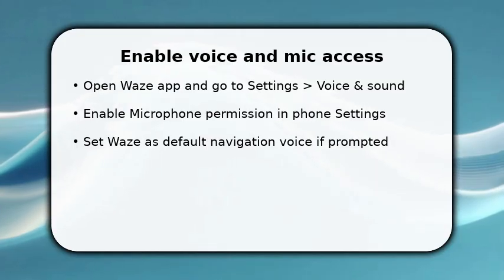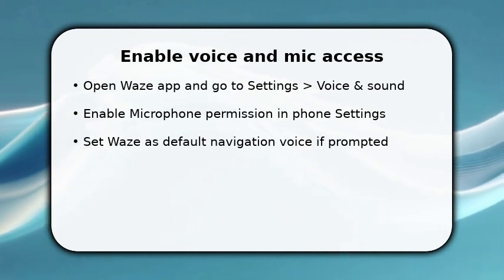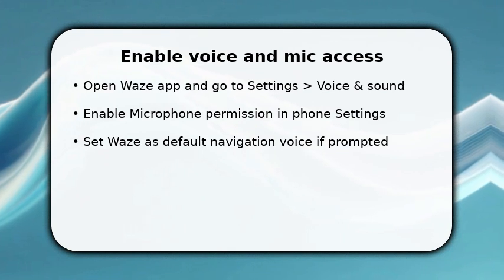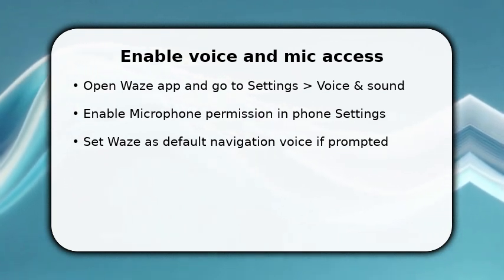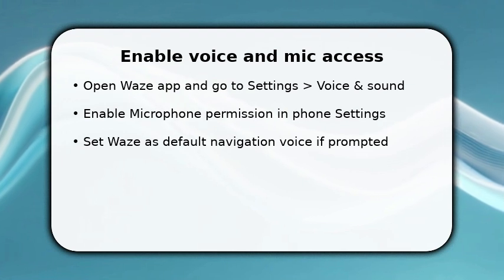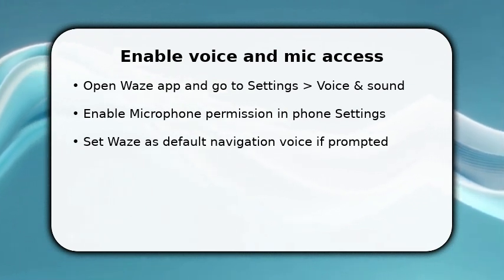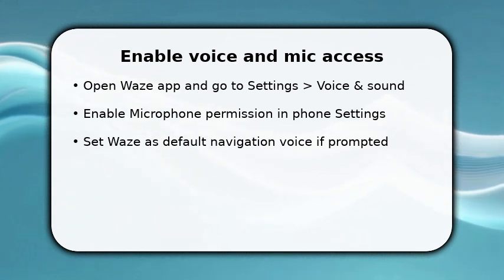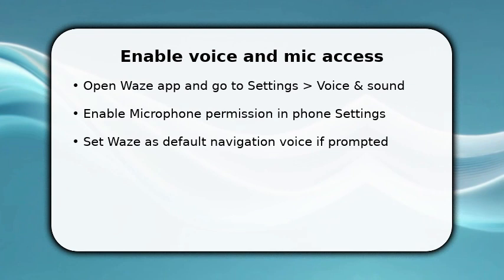You start by turning on Waze voice features and granting microphone access so commands register. Open Waze, tap Settings, then Voice and Sound, choose your preferred voice. Once done, confirm your phone's system permissions allow microphone use for Waze. If prompted, set Waze as the default navigation app to ensure voice triggers work from other apps.